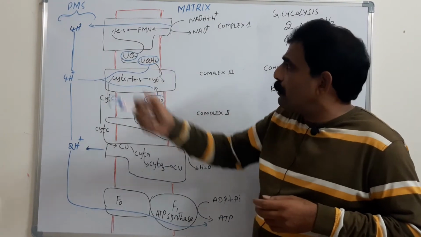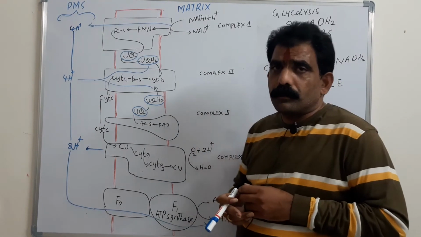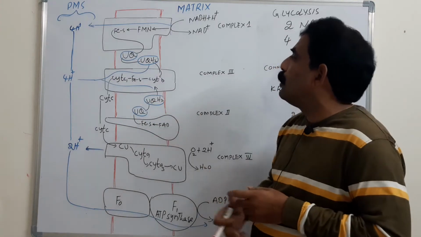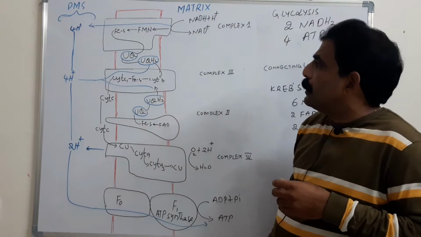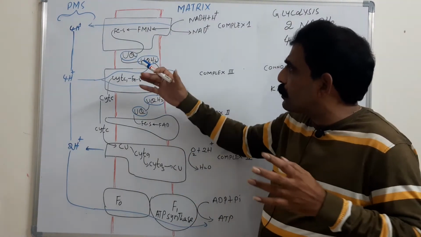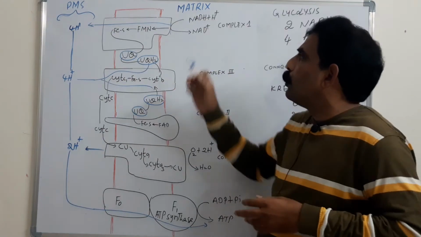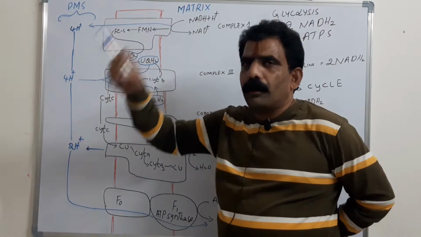During the movement of electrons, kinetic energy will be released, and this is useful to pump the protons from the mitochondrial matrix to the perimitochondrial space. During the transport of a pair of electrons from NADH2 to FMN or complex 1, 4 protons are pumped out from the mitochondrial matrix to the perimitochondrial space.